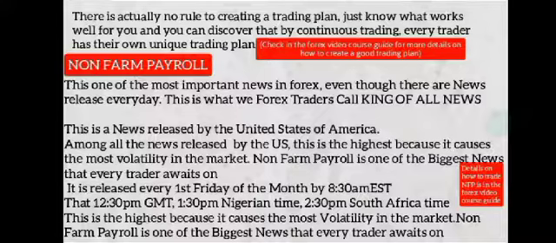That is 12:30 p.m. GMT, 1:30 p.m. for Nigerian time, and 2:30 p.m. for South African time. This is when you get that news. In Nigerian time, you get it by 1:30. This is the highest because it causes the most volatility in the market. Non-farm payroll is one of the biggest news that every trader waits on.